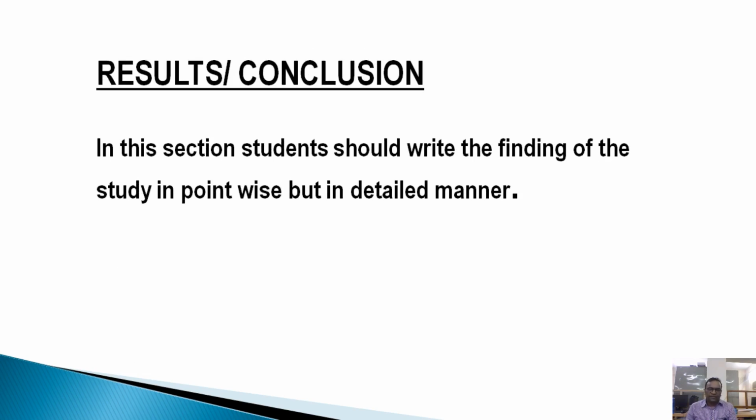Result, a very common thing that everybody understood, and conclusion also. In this section, students should write the findings of the study in point-wise but detailed manner. You should mention the results. What did you learn? Suppose this is the first example.